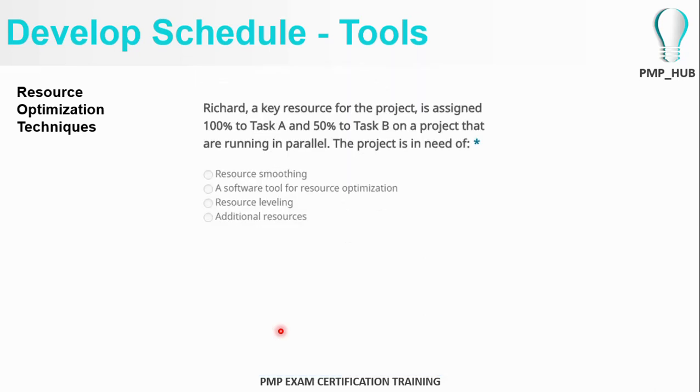Let's take another example. Richard, a key resource for the project, is assigned 100% for task A and 50% for task B. So Richard is 150% utilized for that project, which is running in parallel, which is impossible to perform. So we need to free Richard because he cannot perform at 150%. It should be resource leveling because it's a critical resource. Richard is a key resource and allocated 150%, and that is the case for resource leveling.